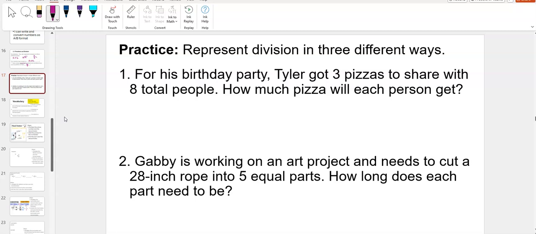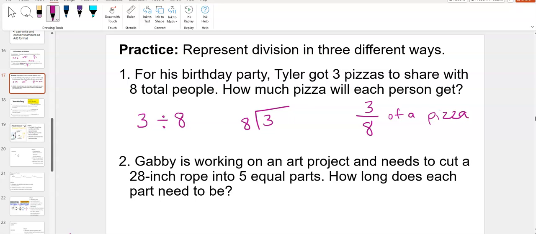All right, so now we're going to represent the division for these two problems in those three ways. We're going to do it the three ways we just went over. So for his birthday party, Tyler got 3 pizzas to share with 8 total people. How much pizza will each person get? Well, if you do it a normal way, we would be doing 3 divided by 8 because we have those 3 pizzas and they're being divided by 8 people. If I'm doing it long division way, it would be 3 inside the house and 8 outside. And if I'm writing it like a fraction, which is our final answer, everyone's going to get 3/8 of a pizza. So hopefully your pizza's cut into 8 pieces and everyone gets 3/8.